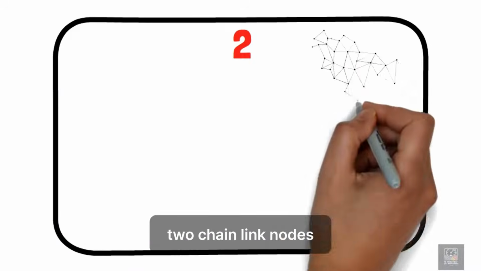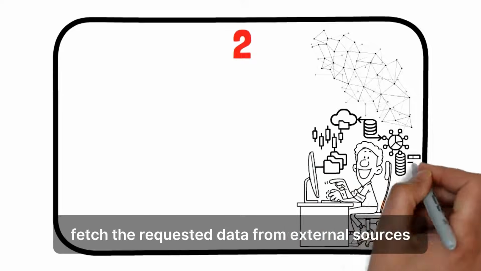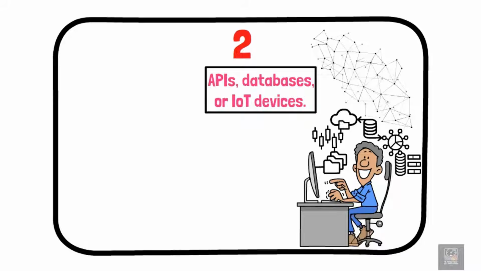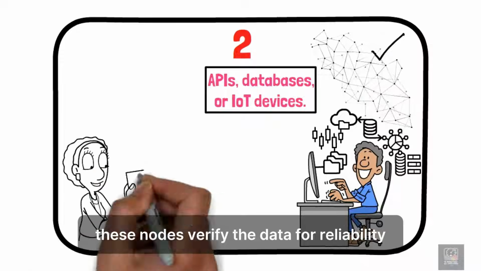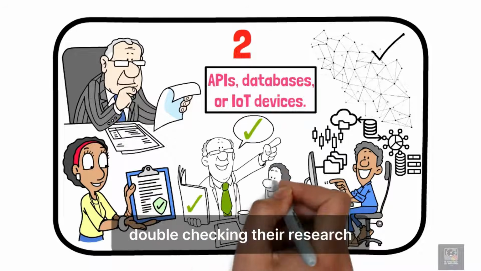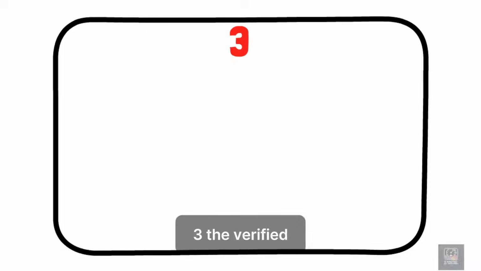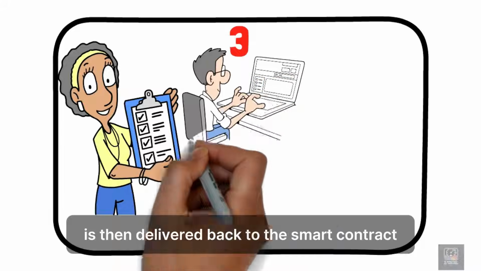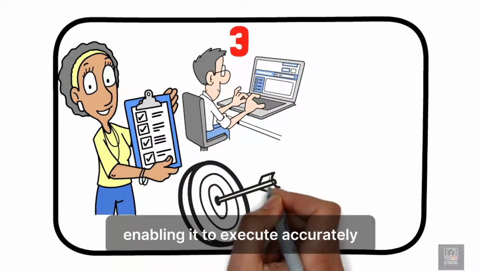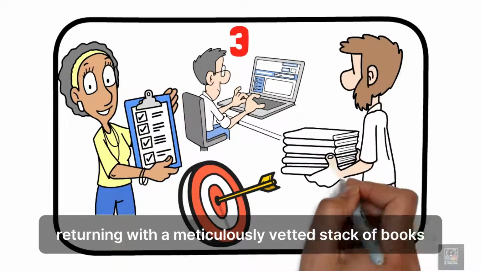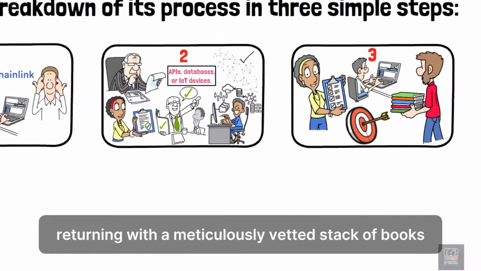2. Chainlink nodes fetch the requested data from external sources such as APIs, databases, or IoT devices. These nodes verify the data for reliability, acting like expert librarians double-checking their research. 3. The verified, aggregated data is then delivered back to the smart contract, enabling it to execute accurately. Picture a librarian returning with a meticulously vetted stack of books.